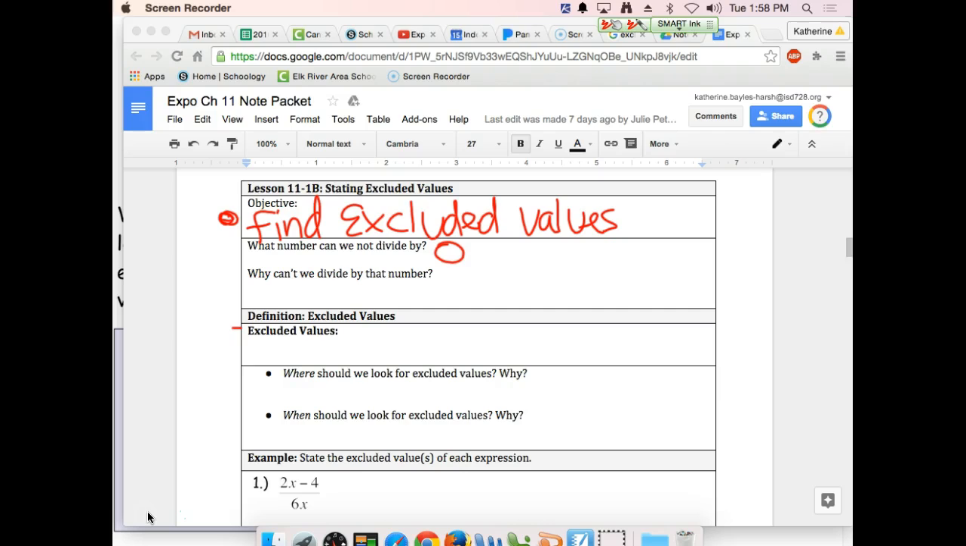And the reason why is because all numbers have an infinite number of zeros. Infinite. That looks terrible. Excuse me. There we go. All right, so what is an excluded value?